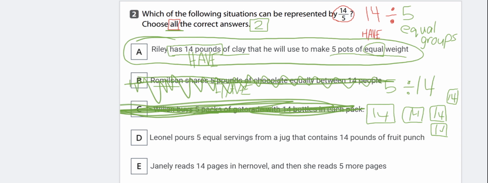Let's look at D. Lionel pours 5 equal servings or 5 equal groups from a jug that contains 14 pounds of fruit punch. So I always start with what I have. What does Lionel have? Does he have 5 equal servings, or does he have 14 pounds of fruit punch? That's right. Lionel has 14 pounds of fruit punch. So that's what we have.